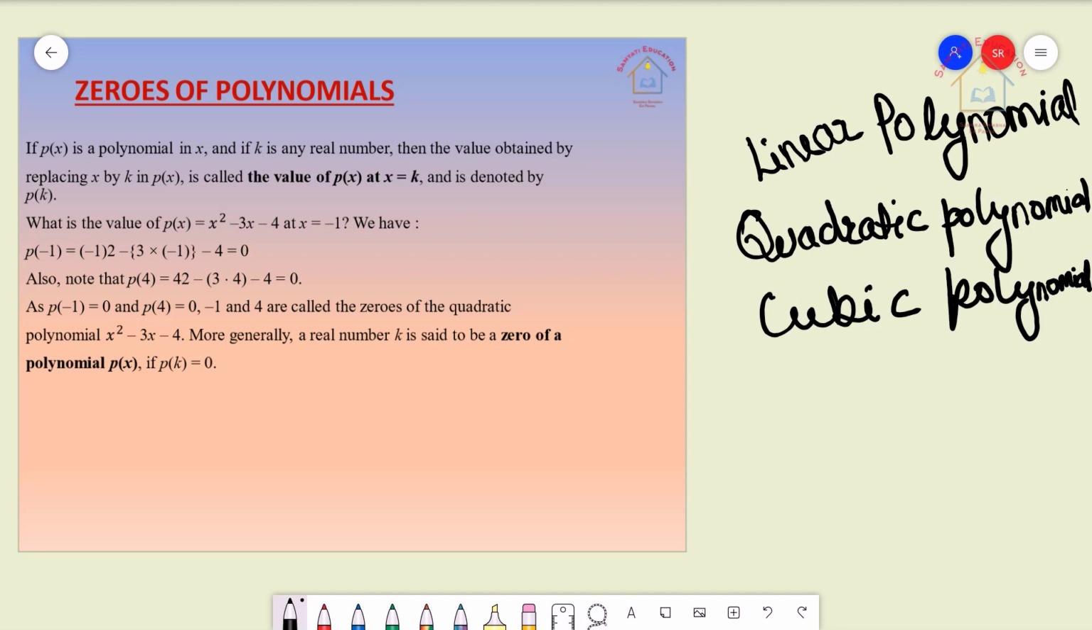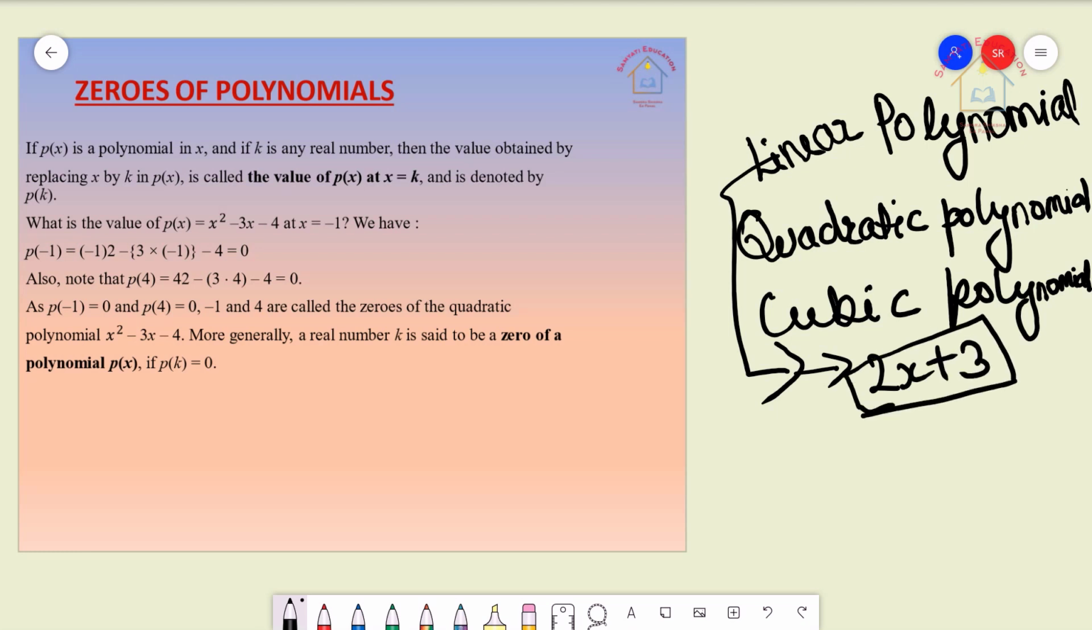Now I would like to tell you what is the general formula for linear polynomial. Any linear polynomial is that polynomial which has degree 1. That is, the polynomial having highest power of variable 1 is called linear polynomial. Like 2x plus 3. We know that this is a linear polynomial. So the general form of this polynomial is ax plus b.